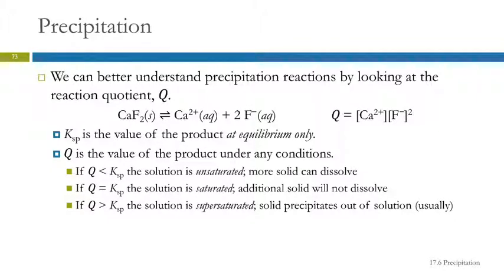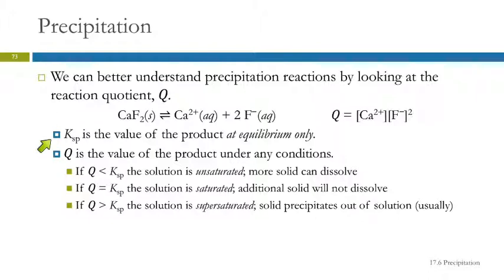So now we can better understand precipitation reactions. In 1A, we learned to predict what things will form a precipitate, but we were looking at the solubility table, and we basically said this is either soluble or insoluble. Now we recognize that there's actually a range, right? So we're going to use that reaction quotient to help us predict, is something going to precipitate or not?